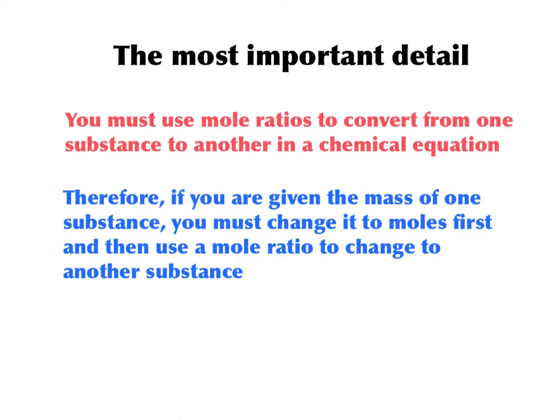The most important detail of using mass in stoichiometry is to make sure that whenever we're changing from one substance to another, we're using mole ratios. If we're given mass, we're going to have to change that mass over to moles first, just like it says right here, and then we can use our mole ratio to change it over to the other substance.